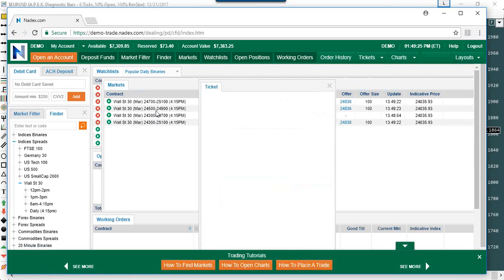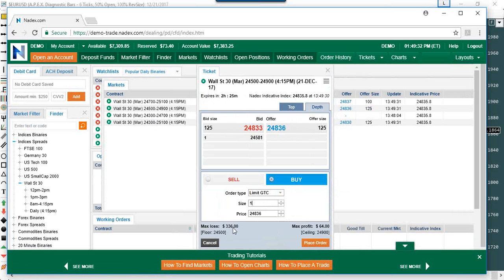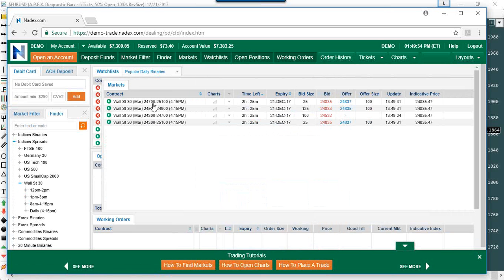So what if I wanted to buy this particular spread right here? Oh, wow. $336. Forget it. I'm out. Let's find something cheap. Right? Don't think like that. I'm not saying that's the spread you have to choose.